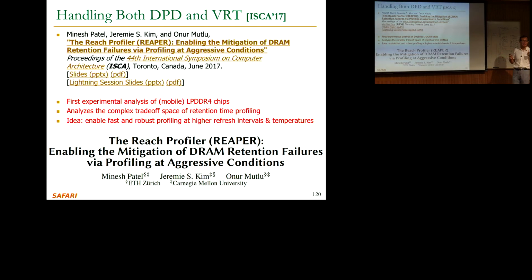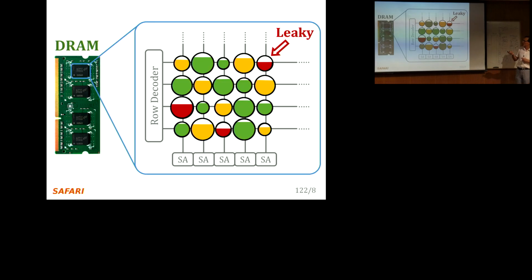Basically, we wanted to analyze this profiling because you need to do profiling once in a while, online profiling. And that is very costly. And we wanted to minimize its overhead. And we wanted to understand its trade-off space. And we wanted to enable a much faster profiling method. So we're going to talk about an idea that tries to profile DRAM at higher refresh intervals and temperatures so that you target a lower refresh interval and lower temperature. So let's go over this a little bit very quickly.